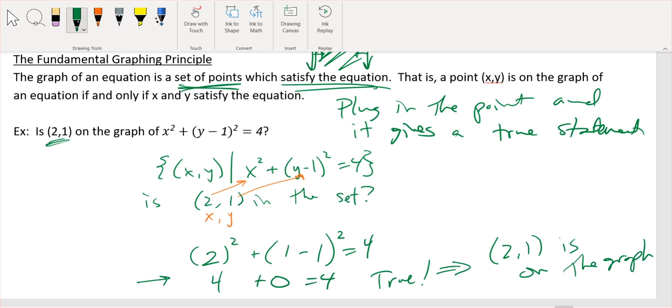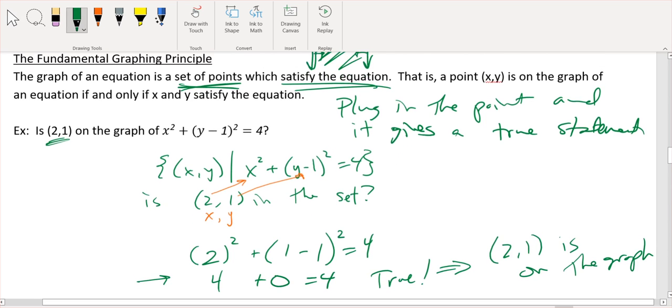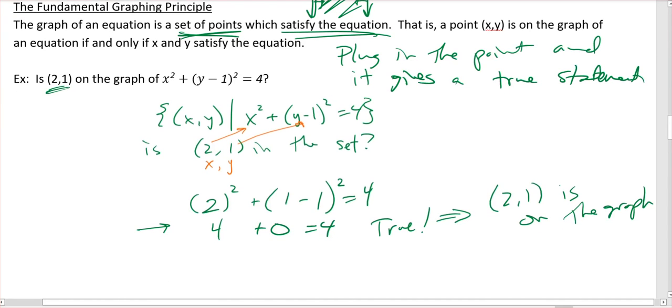There's not really an example here of something that's not on the graph, but in this step, you're going to come up with a false statement. You'll write something like 2 equals 3 or 0 equals 5 or something like that. So great, we can just plug in the number and ask, does it make it true?